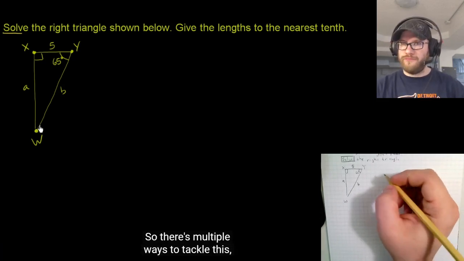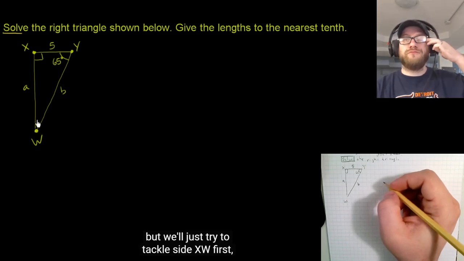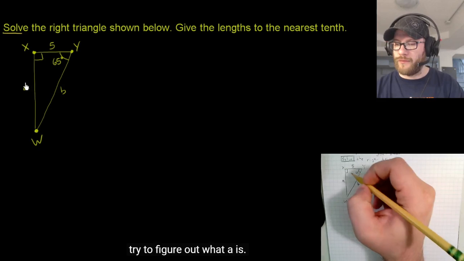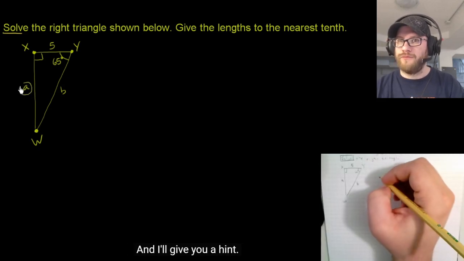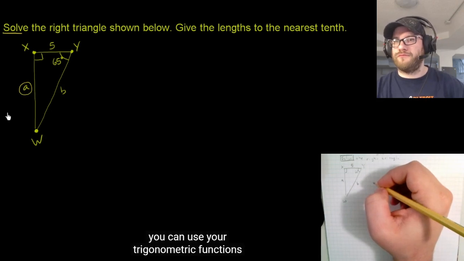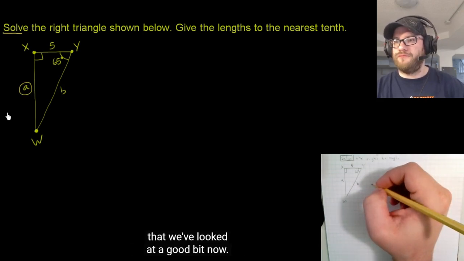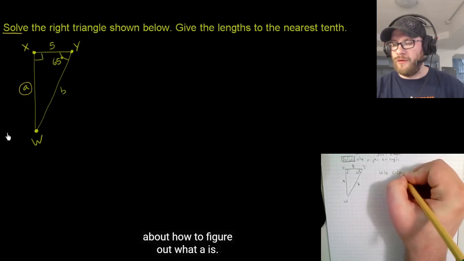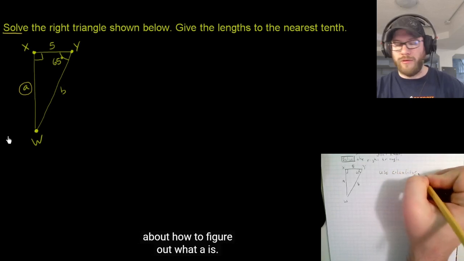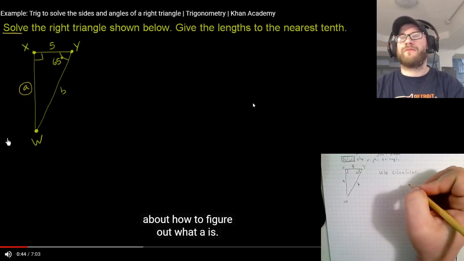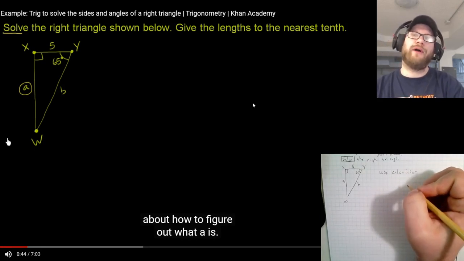So there's multiple ways to tackle this, but we'll just try to tackle side XW first, try to figure out what A is, and I'll give you a hint. You can use a calculator, and using a calculator, you can use your trigonometric functions that we've looked at a good bit now. So I'll give you a few seconds to think about how to figure out what A is. So we want to try and figure out, okay, how can we figure out what A is?